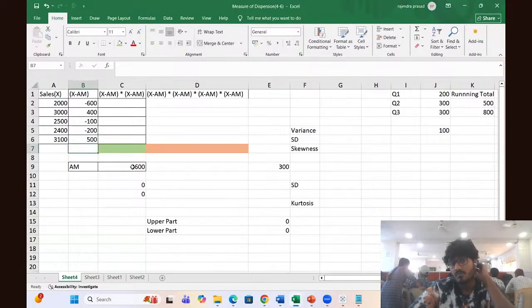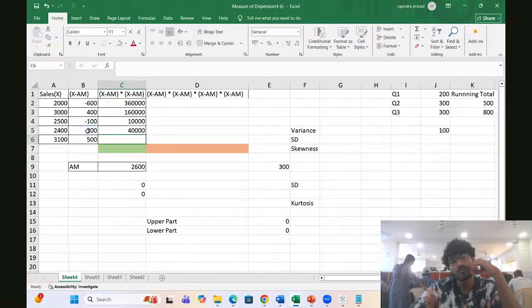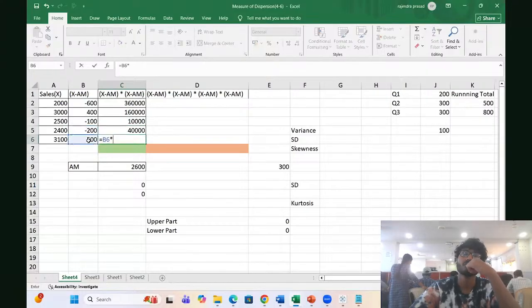Now what do I do? I need to do the squaring. X square means x into x. So x minus mu whole square means x minus mu into x minus mu. In programming, we use star as a multiplication operator. So here, this one is multiplied again with the same value. The value in B2 multiplied by the value in B2 cell. Do it the same way, and so on, for example 500 into 500.